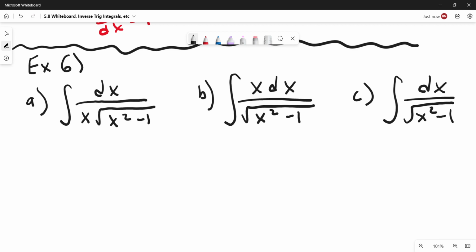Alright, last video of 5.8, comparing integrals, integration problems. So this is example 6. It's in your textbook, page 367.